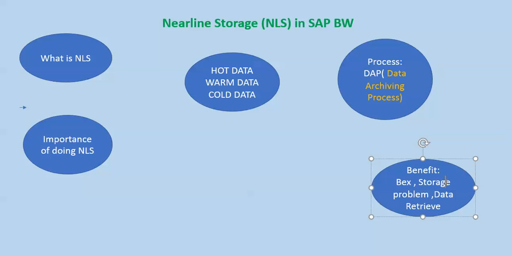And next is data retrieval. As I already told you, we have the option to retrieve the data. Suppose you have archived the data and now you want it back on your hard disk; you have the option to retrieve the data using DTP. So this is all about the analysis, and this describes the whole process and benefits. I hope you have understood this.